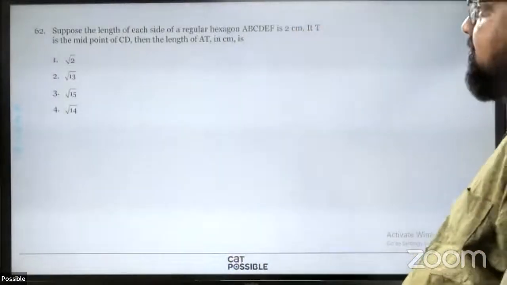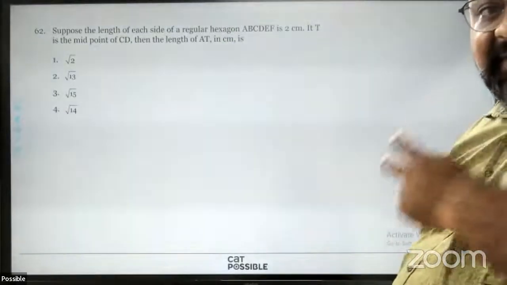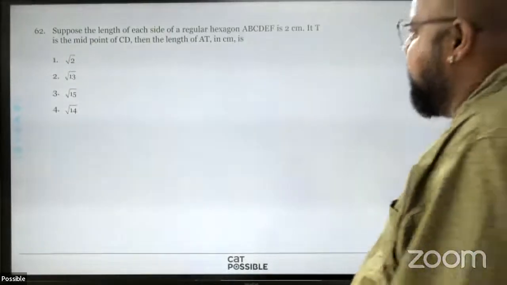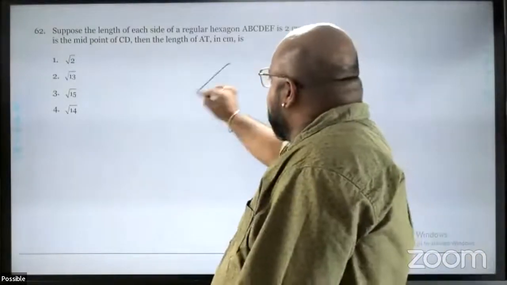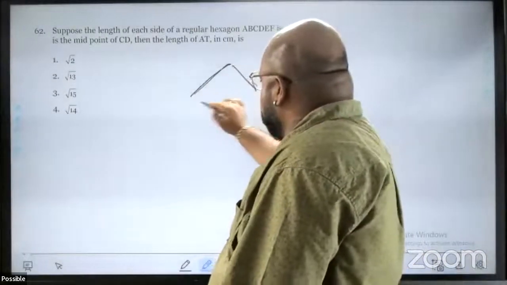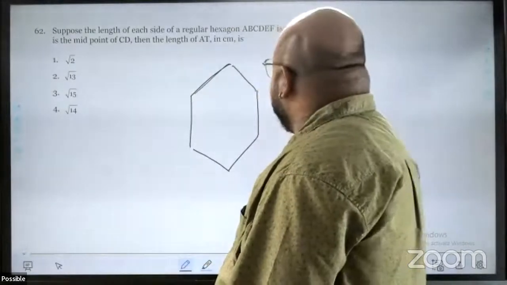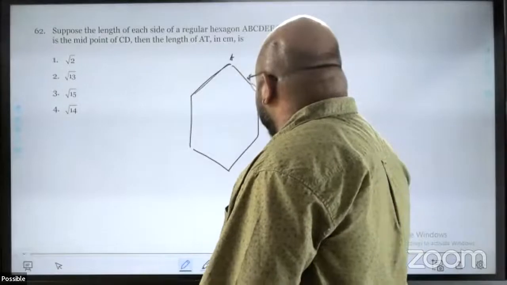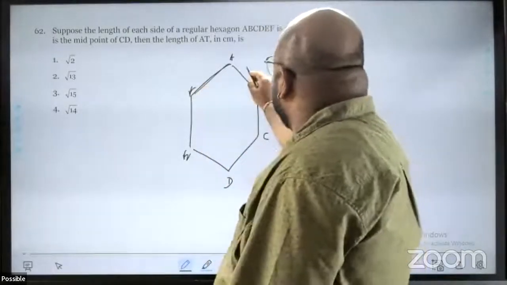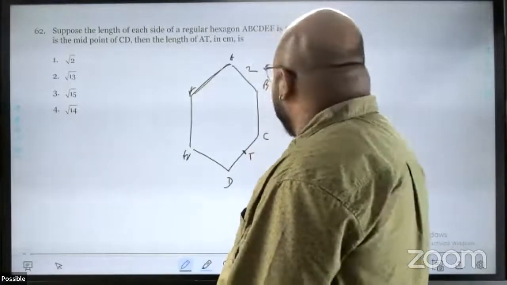Question 62 then says, suppose the length of each side of a regular hexagon ABCDEF is 2. Again, in the same paper, the second time we're looking at a hexagon. If T is the midpoint of CD, then the length of AT is? Assume that this is a regular hexagon. Side is 2. T is the midpoint of CD.